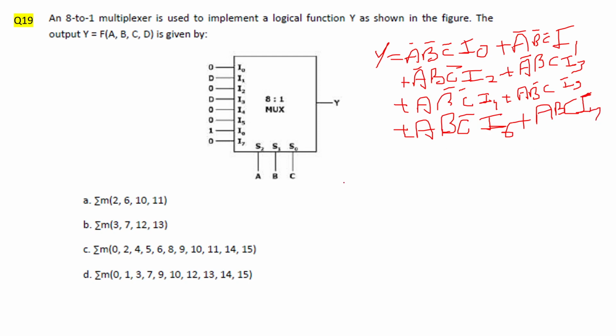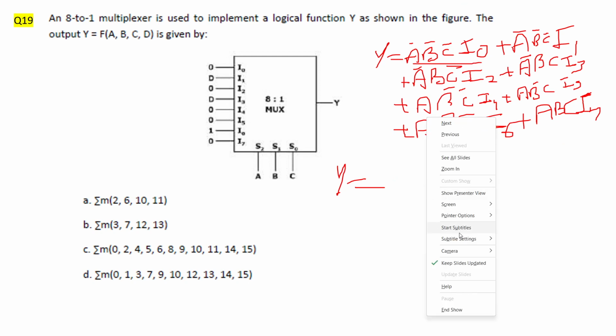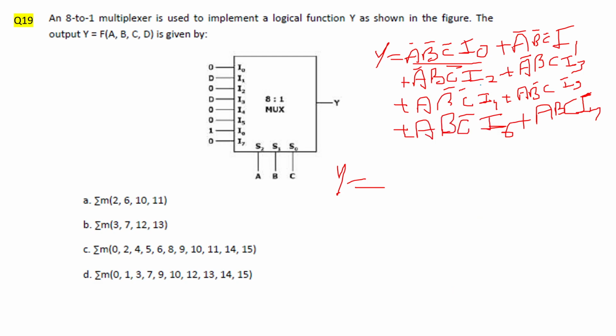So this is my y, and what is given, I0 is 0, so this term will vanish. So I'll just mark those terms that will not be there. This will not be there. And then I2 is 0, so this will also not be there.